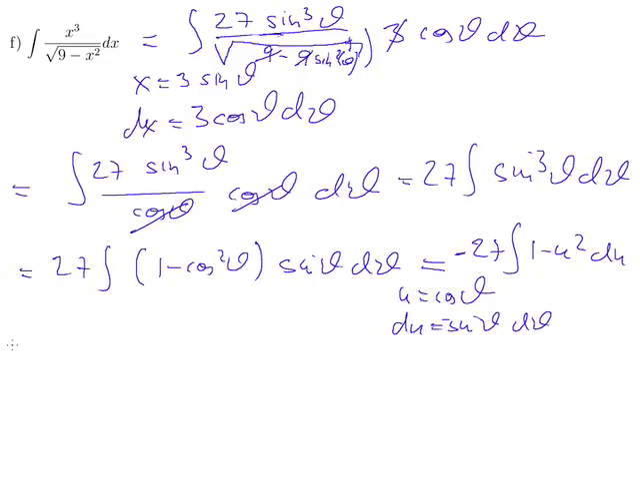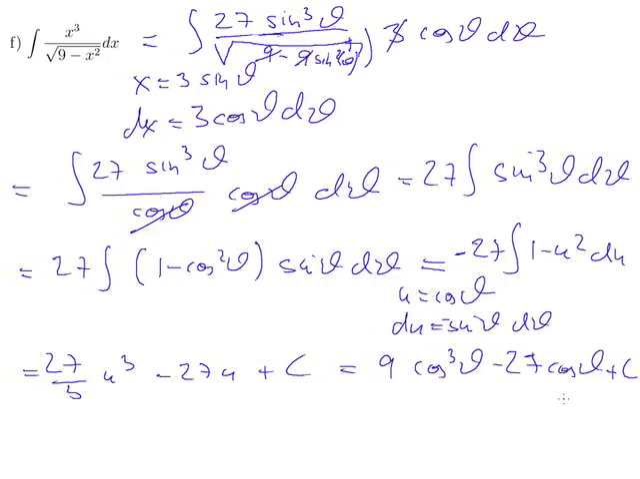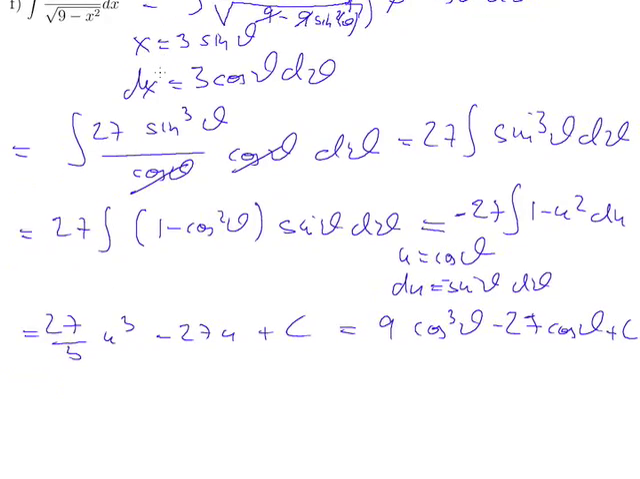Here the antiderivative again is very easy because we have a polynomial. We get 27 over 3 u cubed minus 27u plus c. Substituting the u back, we get, cancelling 27 over 3 to be 9. Now we need to do the theta substitution backwards. We need to write it in terms of x. This is the point where we will be using the triangle.